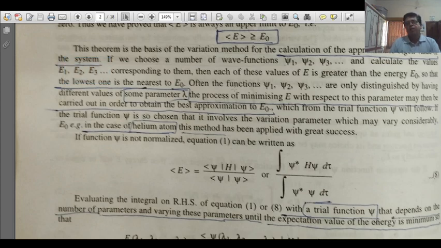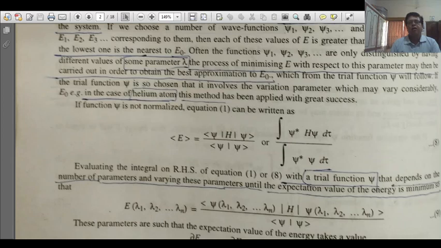Now, many times the functions psi1, psi2, psi3 are only distinguished by having different values of some parameter. Suppose there is some parameter lambda, and for different values of lambda the functions depend on that parameter. Psi is a function of lambda, so the functions are only distinguished by having different values of lambda.